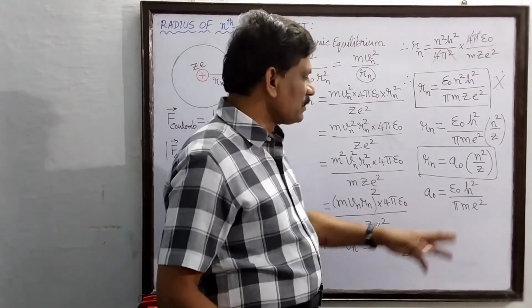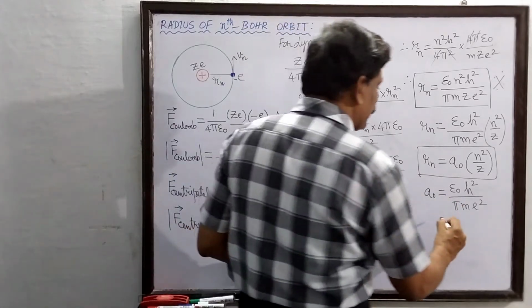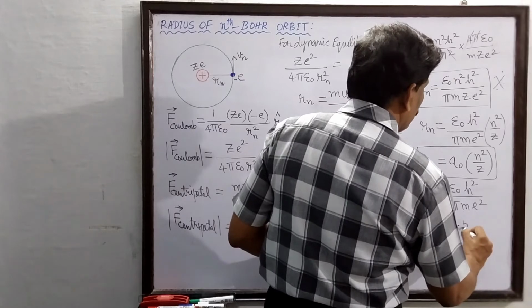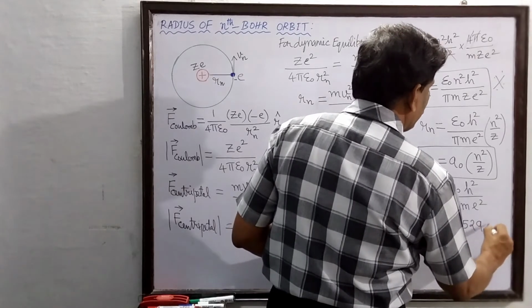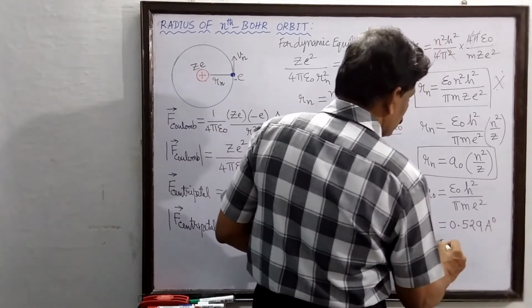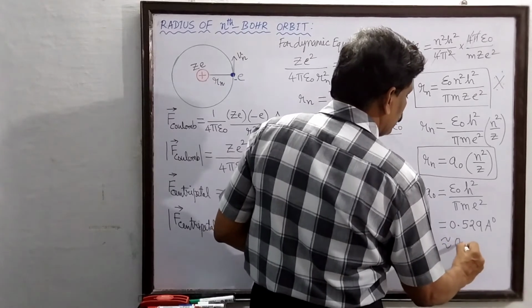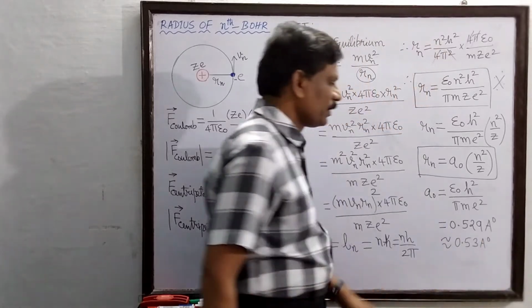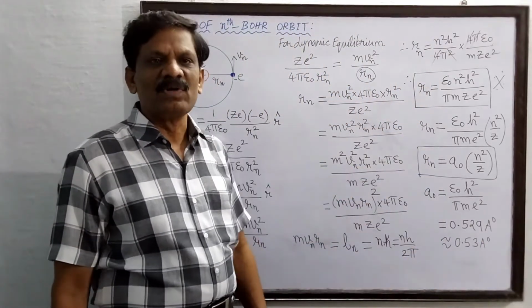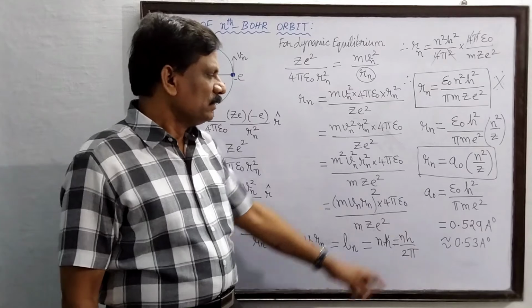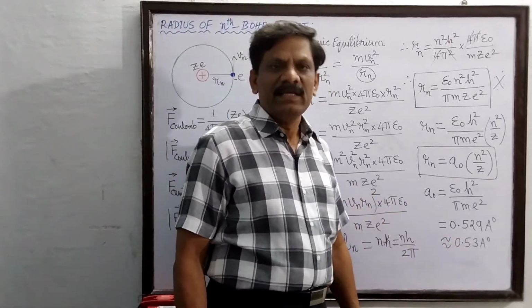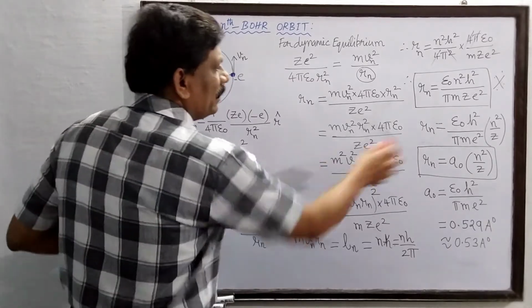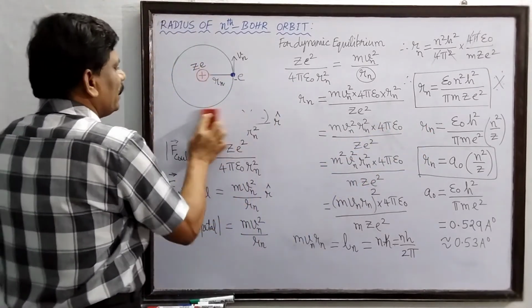So I told you, if you substitute the values, what you will get, this is equal to 0.529 angstrom unit. So this is nearly equal to 0.53 angstrom unit. This only is called the Bohr's radius. So this is called the Bohr's radius, and the value of the bracket I am going to rewrite here.